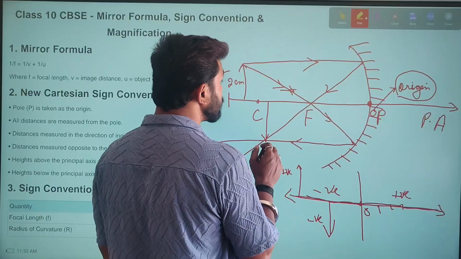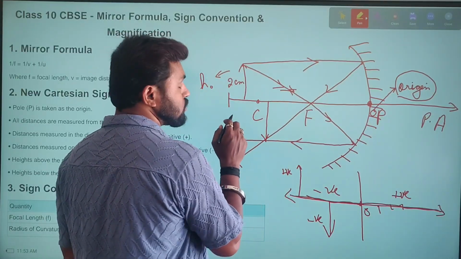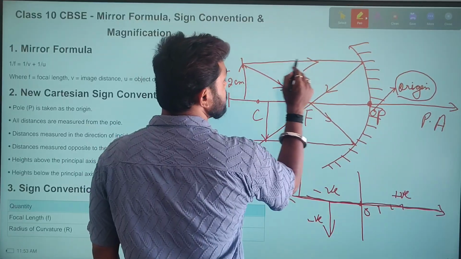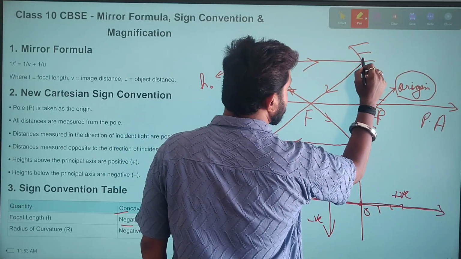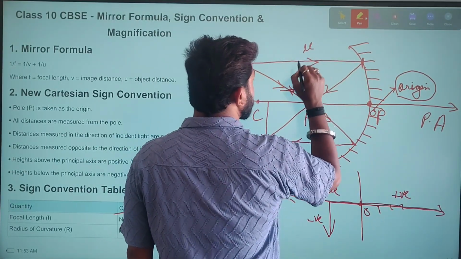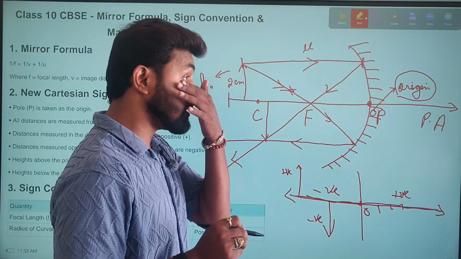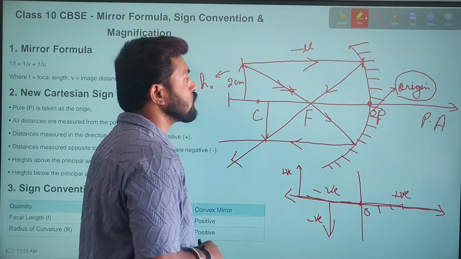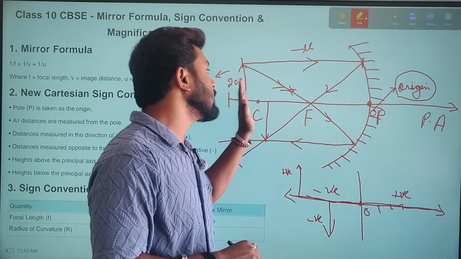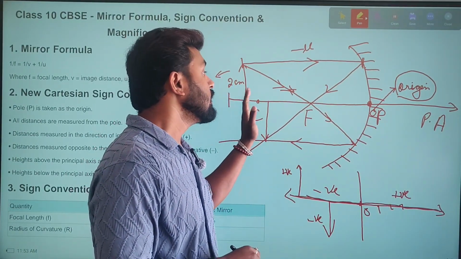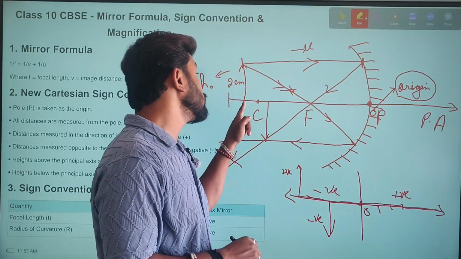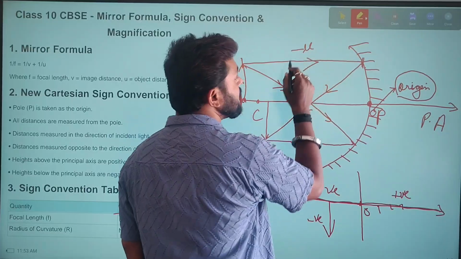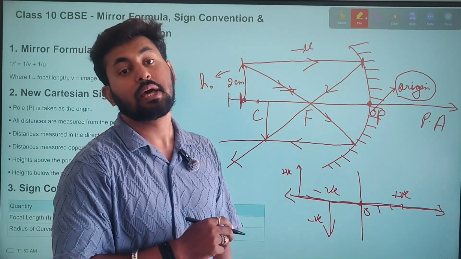Now the object distance is nothing but the distance from the object to the pole. The pole is indicated over here. This is represented by the letter u. Now I am talking about the concave mirror, so you know that for a concave mirror, the distance from the object to the pole is taken as negative. That's why I am indicating it by the letter u, which is taken as negative.